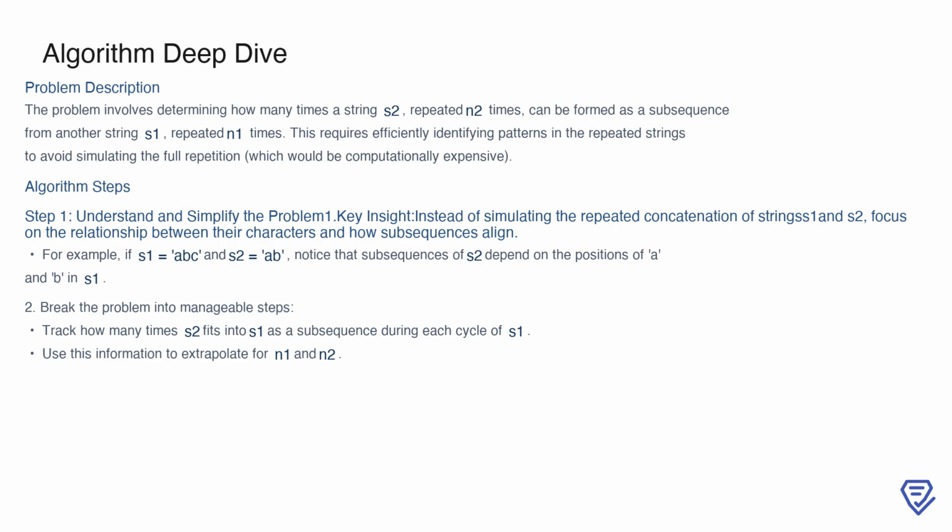For example, if S1 is ABC and S2 is AB, the subsequences of S2 depend on the positions of A and B in S1. To solve this, we break the problem into smaller steps. First, we track how many times S2 fits into S1 as a subsequence during each cycle of S1. Then, we use this information to extrapolate for the given values of N1 and N2. By doing this, we avoid the inefficiency of directly simulating the full repetition of strings.